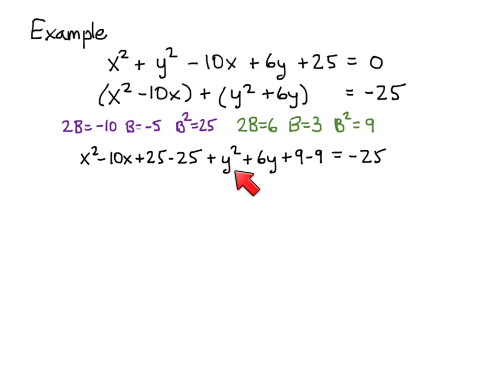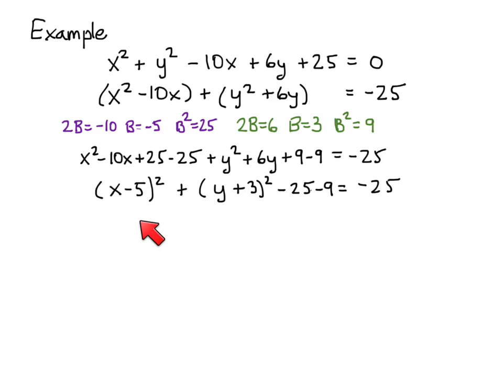And then on the y portion, my 2b is 6, so b equals 3, b squared equals 9, so I'm going to add and subtract 9, and I'm leaving that negative 25 alone. And now I'll factor things. And so what I get is x minus 5 squared. The negative 5 comes from the fact that my b was negative 5. The 3 comes from the fact that my b here was 3. I don't have to go through the pain of factoring these terms. And then I still have the negative 25 and the negative 9 left over.